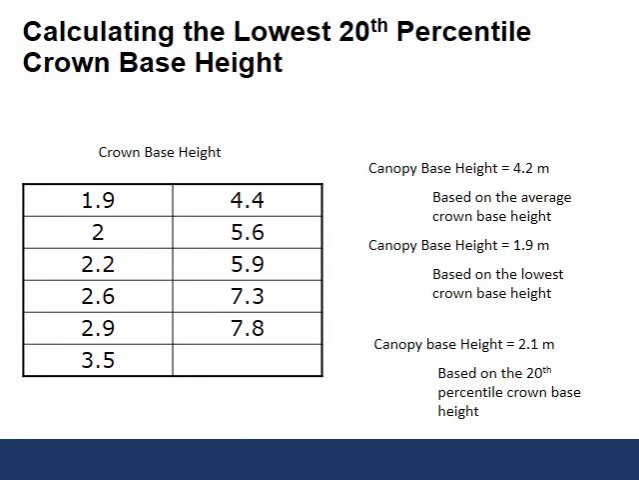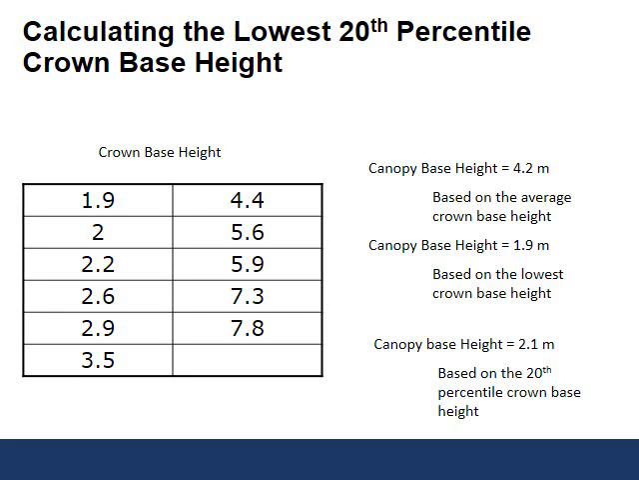Another method that has been used in several studies is to estimate the canopy base height using the lowest 20th percentile crown base height for the stand. To do this, you need to put the crown base heights in order from the lowest to the highest. Here's what our data will look like.